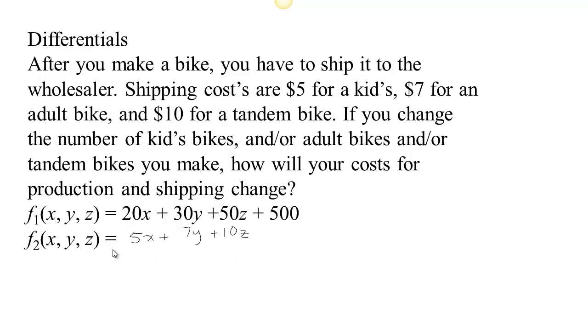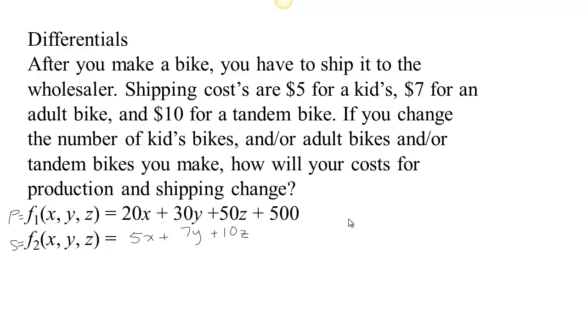So now we have a function. This function has 2 outputs, actually. It's a combination of 2 functions, but we can think of the 2 outputs as being one piece, a vector of outputs. The first one is the production cost, and the other one is the shipping cost.